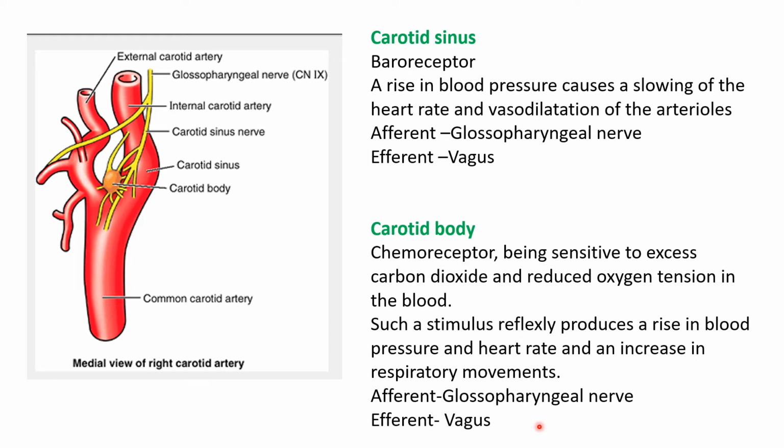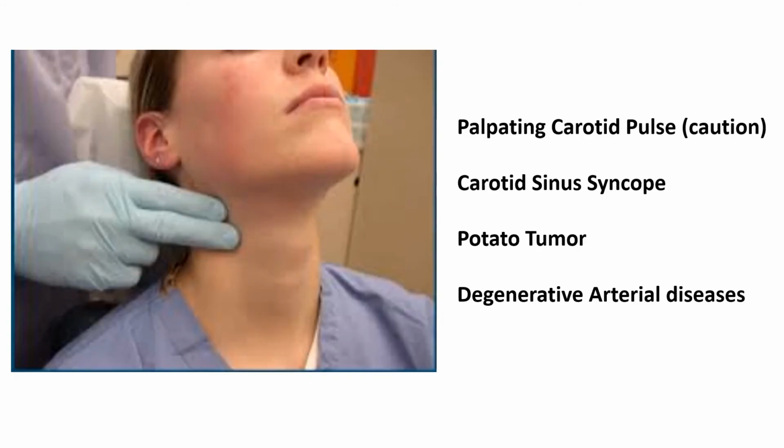So these are important receptors which are present in the vicinity of the common carotid. In many conditions, it is important to palpate the carotid artery, like while performing a CPR. Absence of carotid pulse means cardiac arrest, and it is usually palpated at the level of the upper border of the thyroid cartilage, and it has to be palpated gently. A rough palpation could result in a carotid sinus syncope. That is, there may be temporary loss of blood supply to the brain, which could result in the person becoming unconscious.